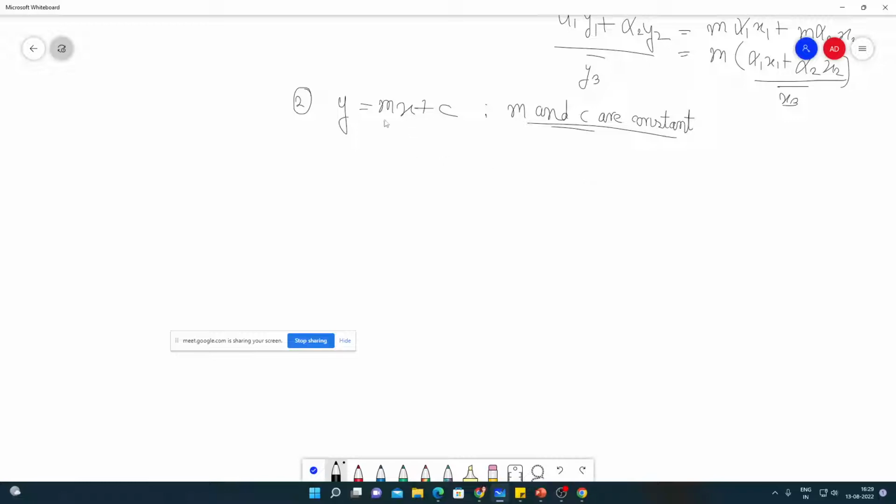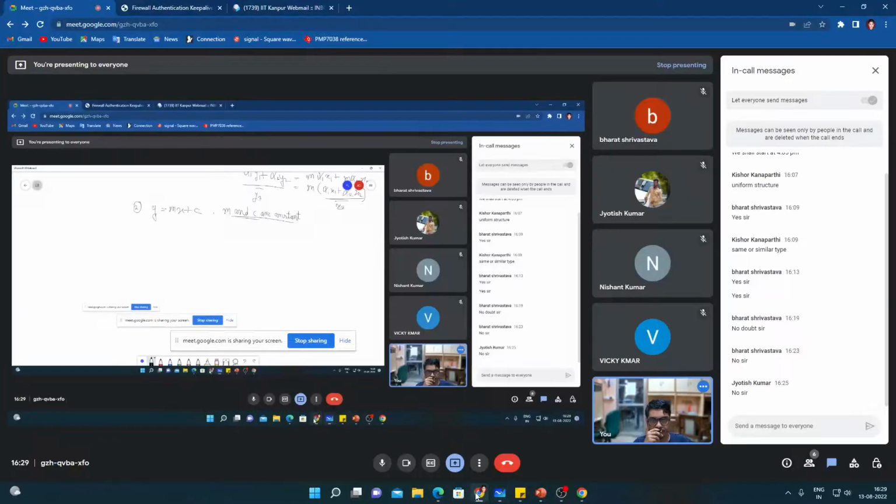Well, x is the input, y is the output, and m and c are constants that depend on the parameters of the system. This is the characteristic of the system: y equals mx plus c. x is the input, y is the output. So is it a linear system?